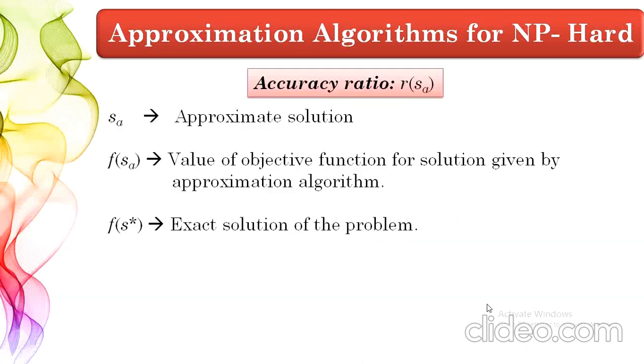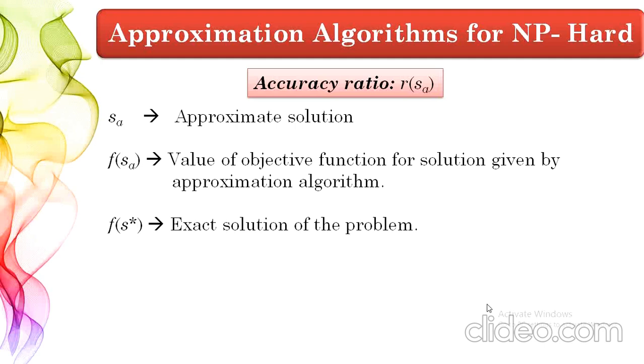Before going to this, we should remember the important term, accuracy ratio. Here SA is the approximate solution, F of SA is the value of the objective function for the solution, and F of S star is the exact solution. From the approximation algorithm, we will get only an approximate solution, but it is our duty to justify it. We need to prove our approximate solution is near the exact solution. How can we prove this? With the help of a quantifying measure called the accuracy ratio.